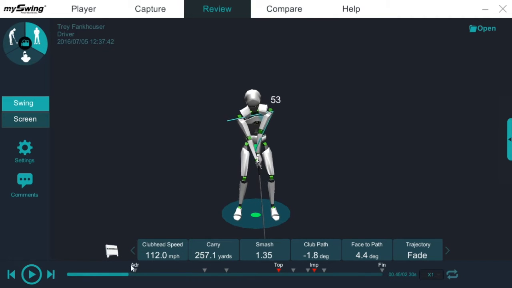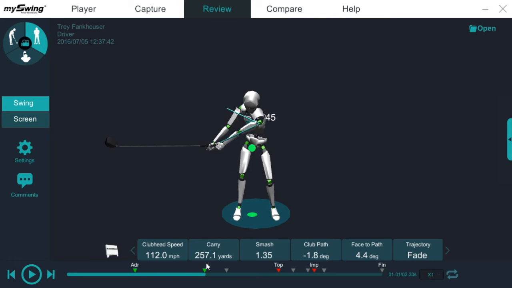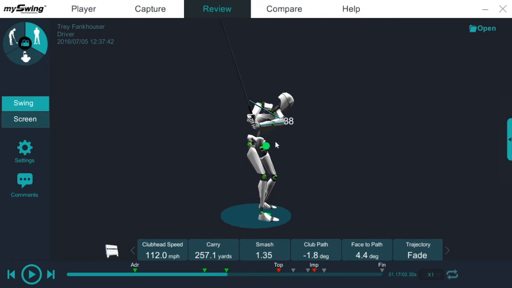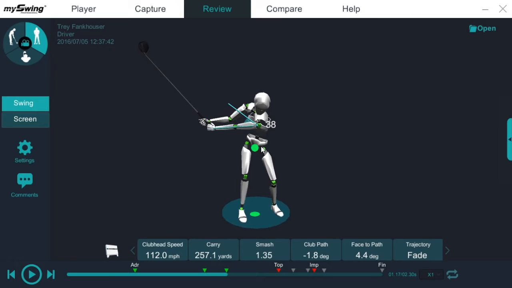Every player is going to get their lead arm deeper or more across their chest in the backswing. What I mean by that is everyone's number is going to go down. So as you can see, Trey started at 55 and he's already moved it in 17 degrees about halfway back in the backswing.